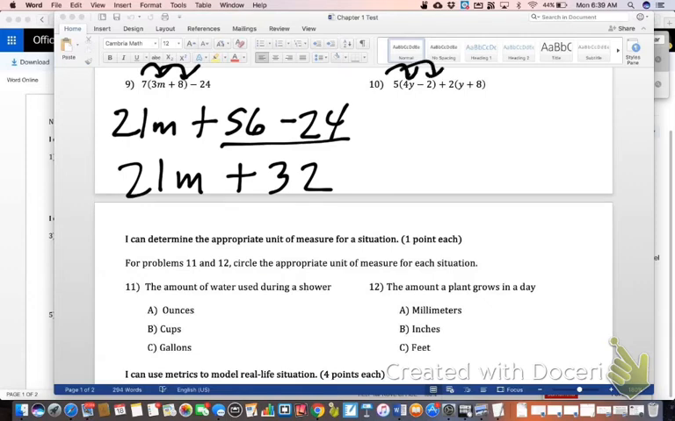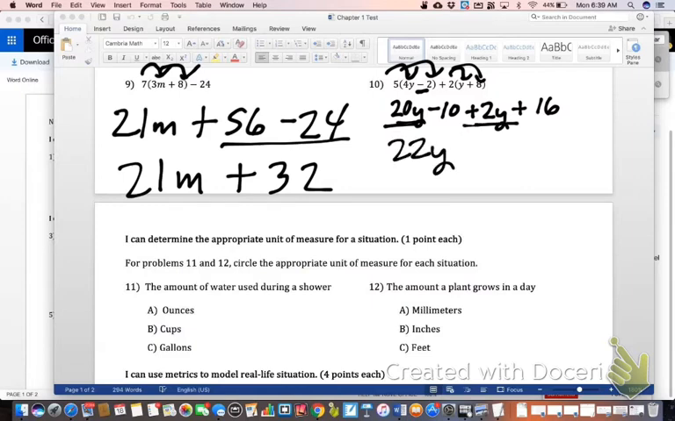For number 10, I've got subtraction that I need to do first. So 5 times 4y is 20y. And then 5 times, remember that's a negative 2, is minus 10. Then I'm going to do 2 times y and get plus 2y. And 2 times 8, which is 16. And those are all positives. Then I've got 20y plus 2y, which is 22y. Then I've got negative 10 plus 16, which is plus 6.